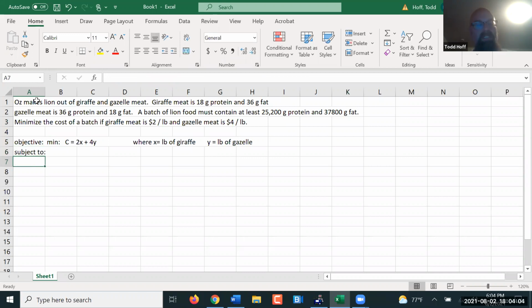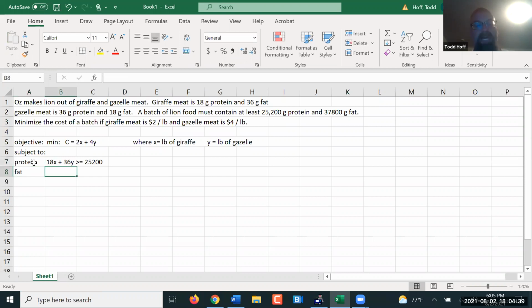well, one of our constraints is we had to have at least 25,200 grams of protein. So giraffe meat has 18 grams of protein, so that's 18 times x, plus gazelle meat has 36 grams per pound, so that's 36y, and that has to be greater than or equal to 25,200. That's our first constraint. Now I'm going to actually slide that over here. That's our constraint for protein.